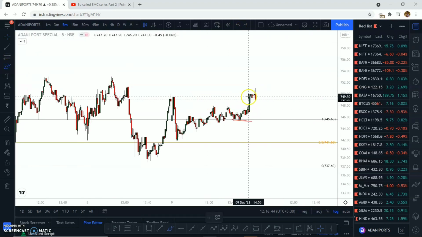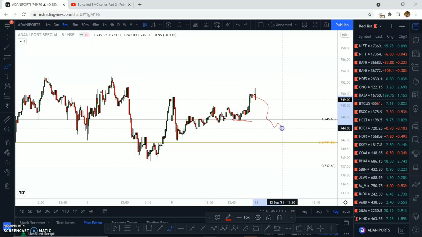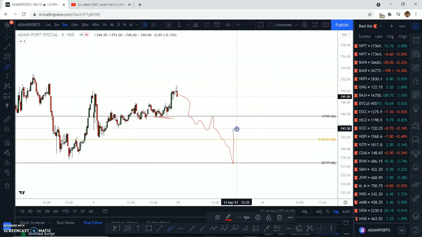One second, if it simply goes inside this and then never comes back up, I will not take a trade. Okay, I will leave it. Only when the price comes back above this and above this, I will take a trade. All right, I hope this is clear.